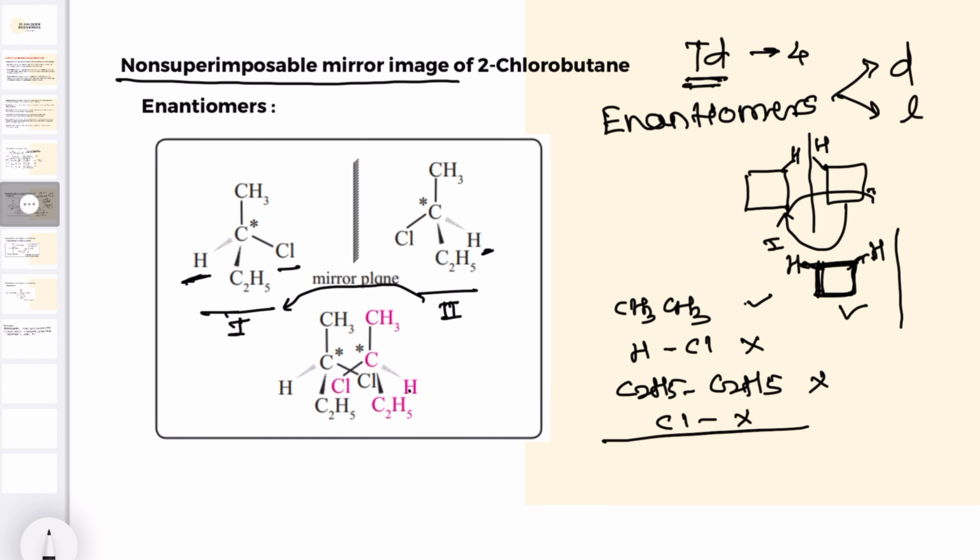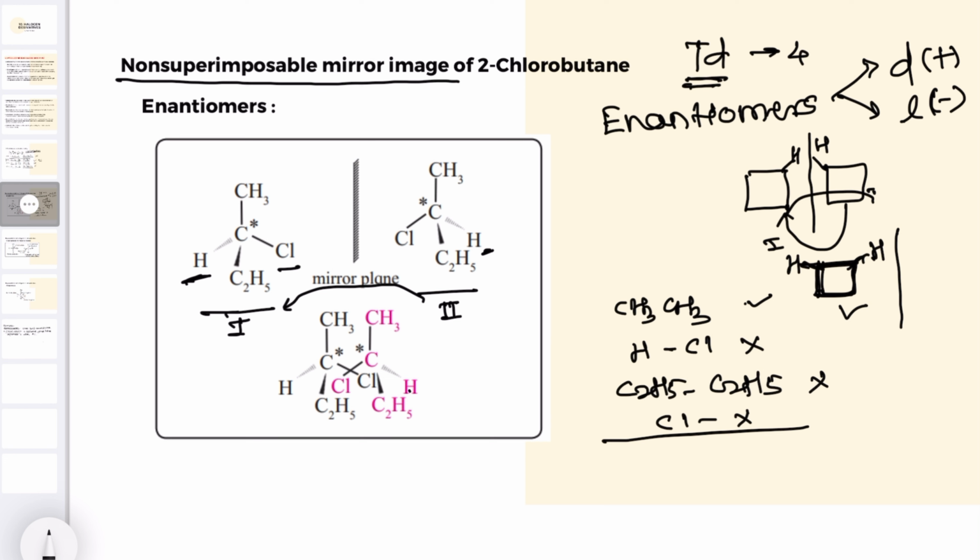Dextro and levorotatory: what are they actually? Dextro, denoted by D, is marked with a plus sign and means clockwise, and L is denoted by a minus sign, meaning towards the left-hand side. We will see this in a few minutes.